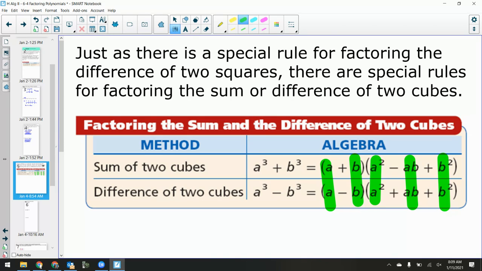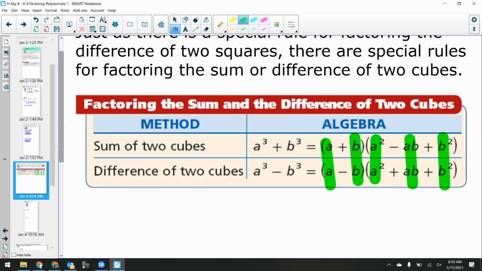My Algebra 2 teacher taught me this rule, and I don't know why it stuck in my head. Shout out, Mr. Rigler. He always said, when factoring the sum or difference of cubes, keep it clean, use soap. Okay? So he said use the soap rule for factoring.